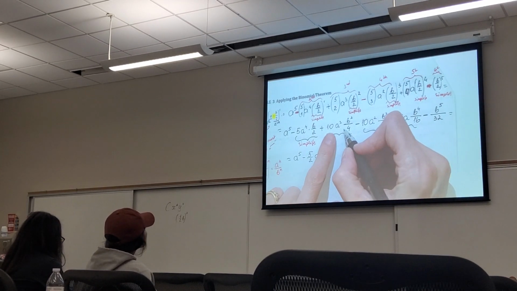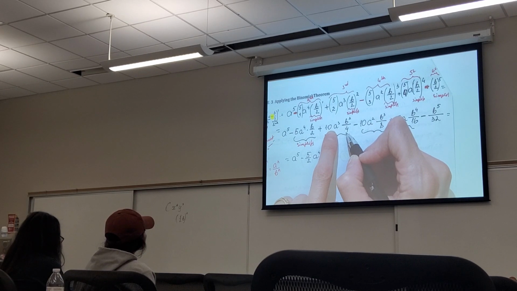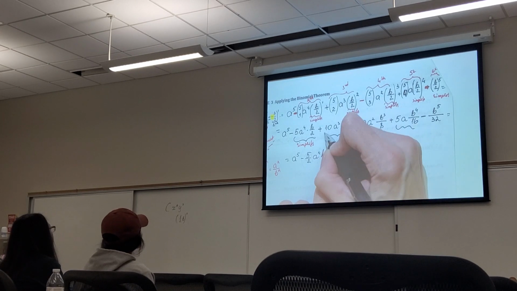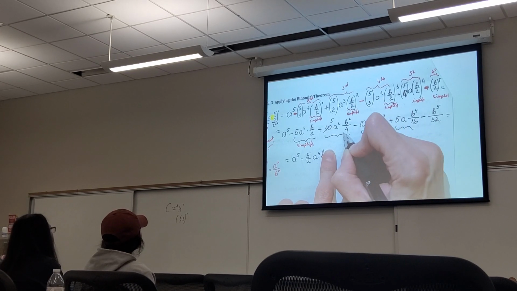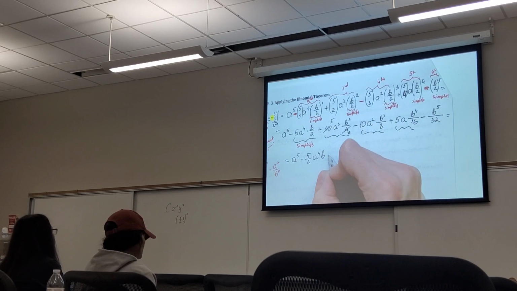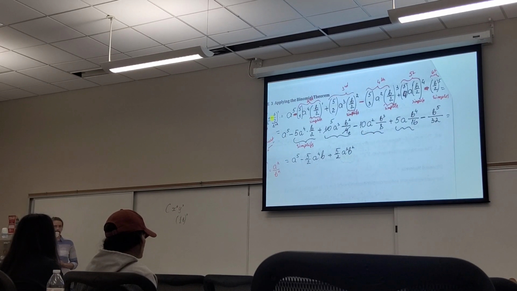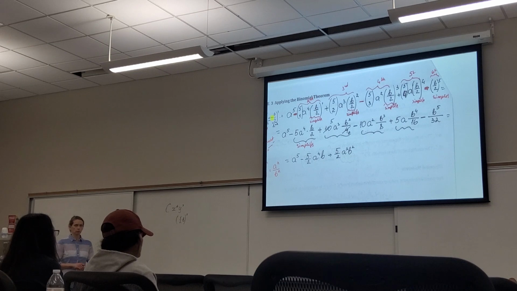Now I'm moving here, everyone look. I have 10 on the top, 4 on the bottom. I must reduce by what? 2. So this gives me 5. This gives me what? 2. So will give me 5 over 2a cubed b squared. Any questions so far? Moving on.